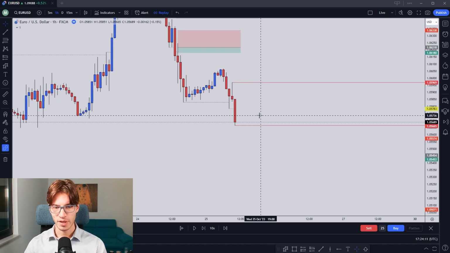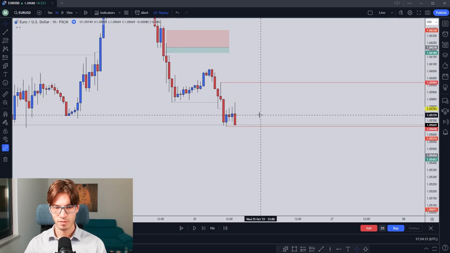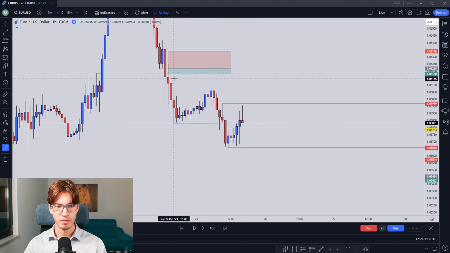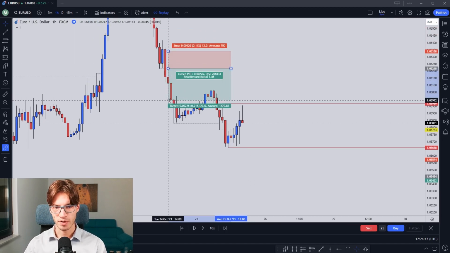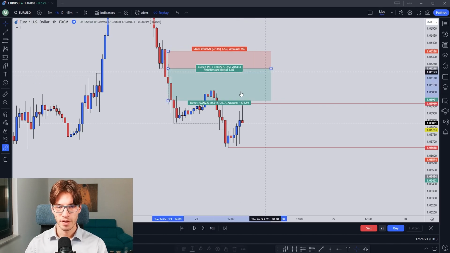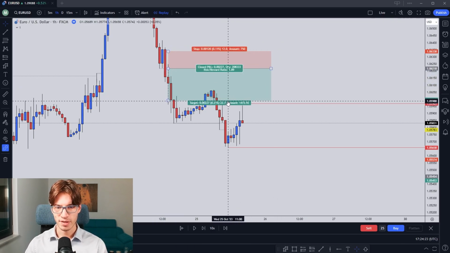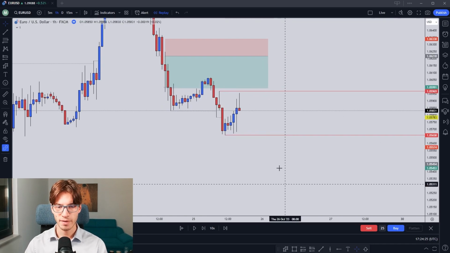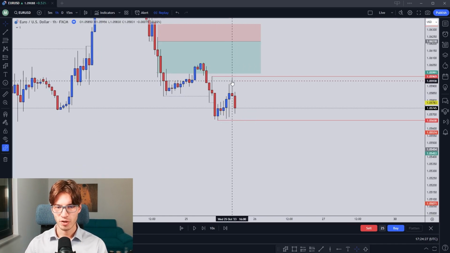Okay, price continues down. I can now, of course, put my stop loss around 2 pips above this most recent high level. So my stop loss is now right here on this level, 2 pips above the most recent high. Almost got taken out.